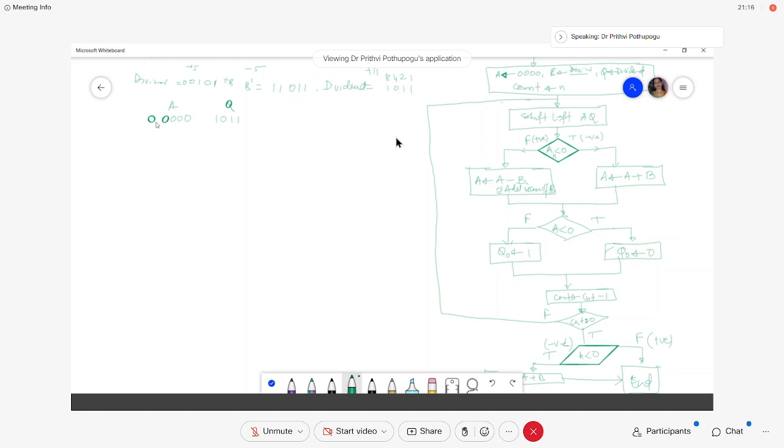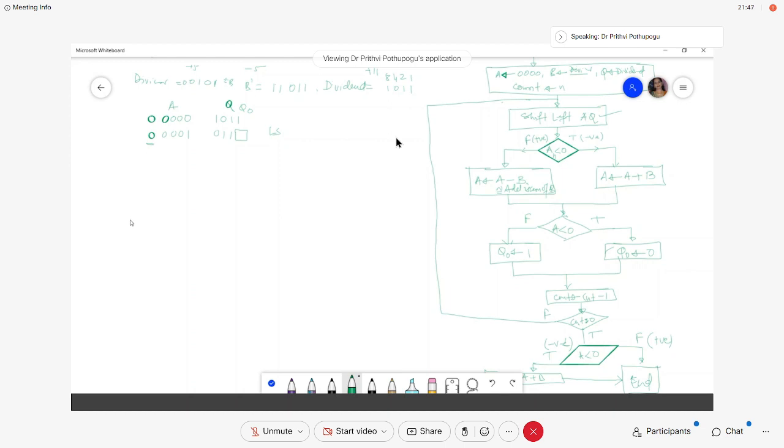Now, what is the first step we have to do? This is left shift. Direct left shift we have to do. Left shift means this way. So 0, 0, 0, 0, 1, 0, 1, 1. Now this vacancy will be decided. The value of this Q0 will be decided based on the value of this sign bit.